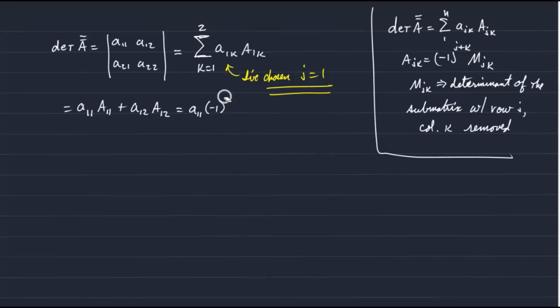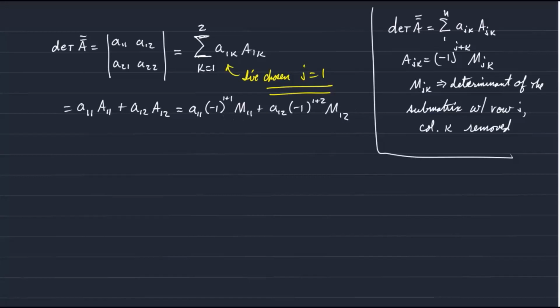I'm going to write that out as minus 1 raised to the 1 plus 1, just to remind us that k is equal to 1, and we've already set j equal to 1, times the submatrix associated with A11, plus A12 times minus 1 raised to the 1 plus 2 power. Now k is equal to 2 again, and then we have the submatrix M12.